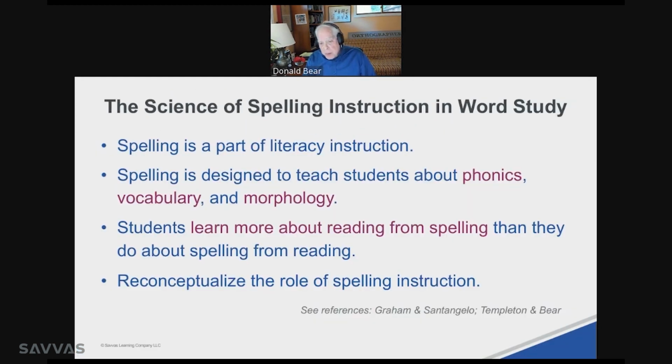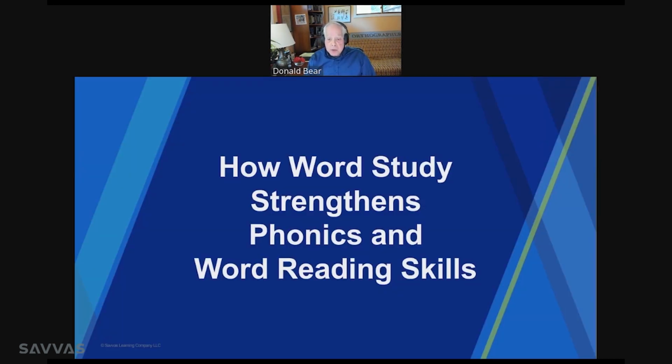Let me talk about spelling. Spelling, as I've said, is a part of literacy instruction. Spelling was designed from colonial days in America to teach students about phonics, vocabulary, and the structure of words. Students, this is from Graham's work, I think, students learn more about reading from spelling than they do about spelling from reading. And so we have reconceptualized why and how we're teaching spelling. The point of spelling is to help students with their word study and their reading.